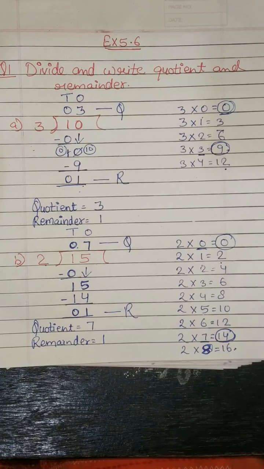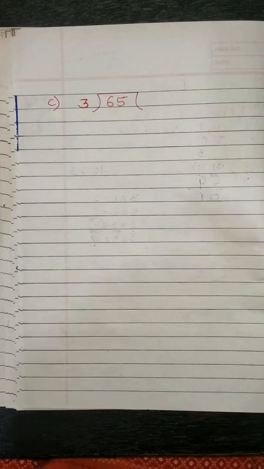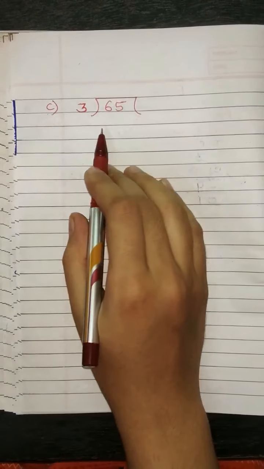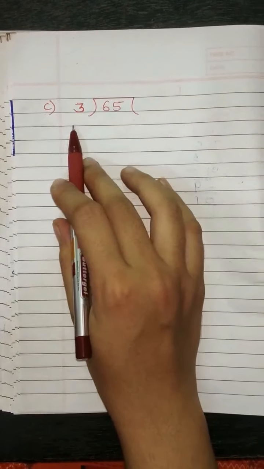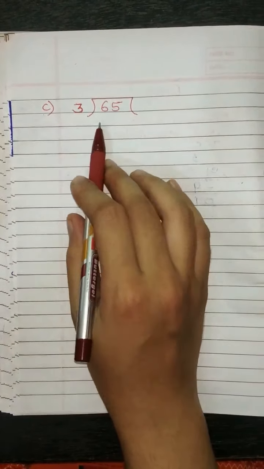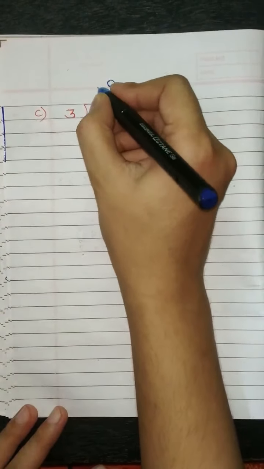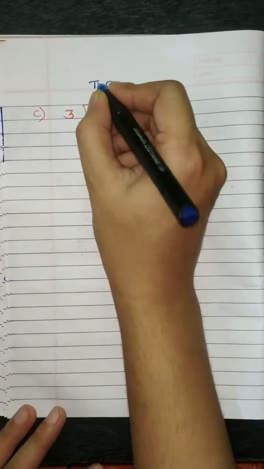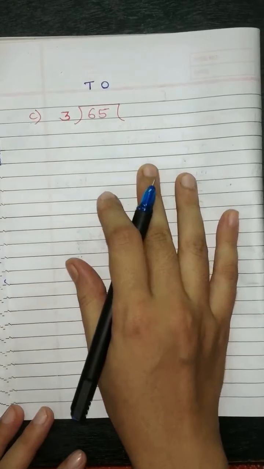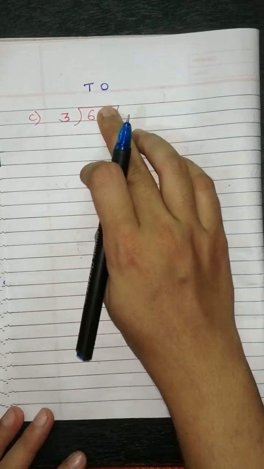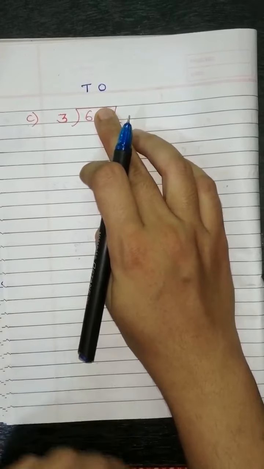Now students, have a look at C part. So here's our question. We have to divide 65 by 3. 65 is the dividend and 3 is the divisor. First let's mark the places. This is 1's place and this is 10's place. Now first of all we are going to consider only one digit. What is the number? 6.